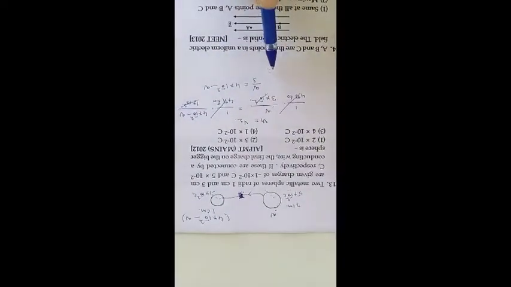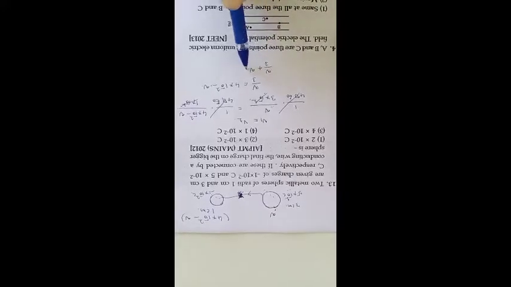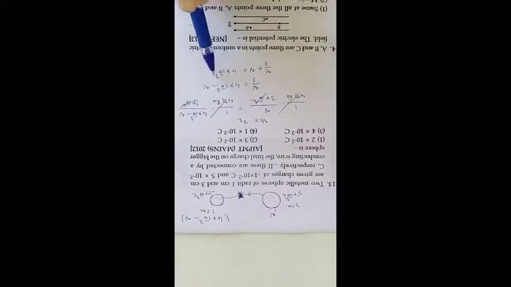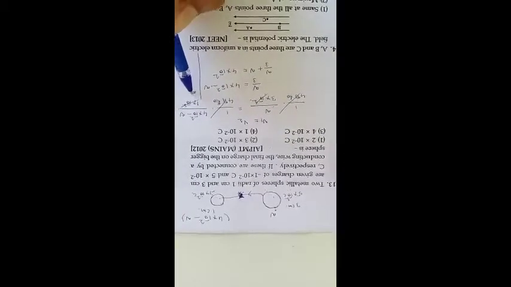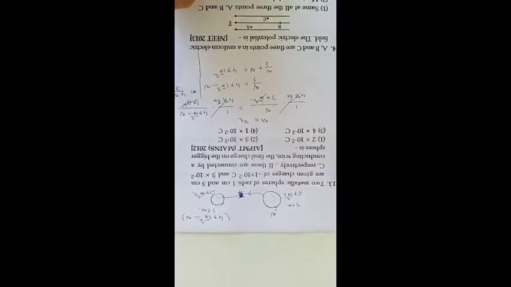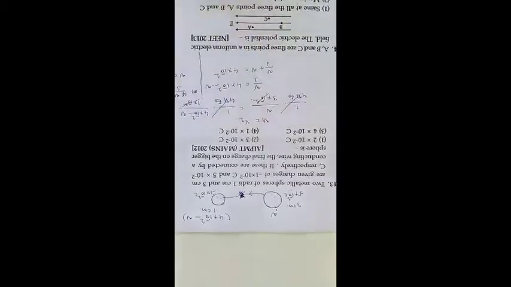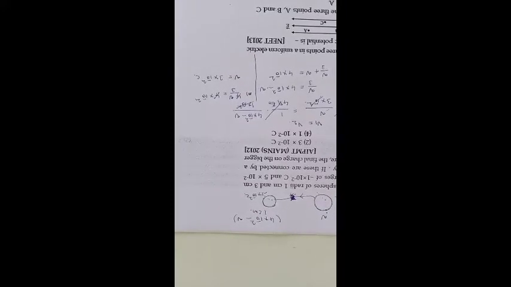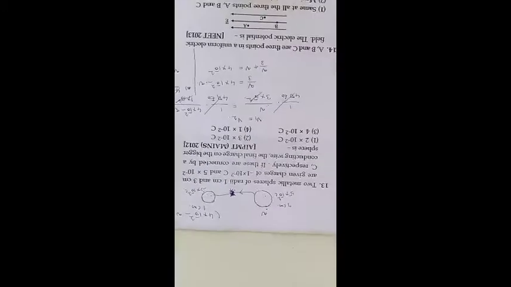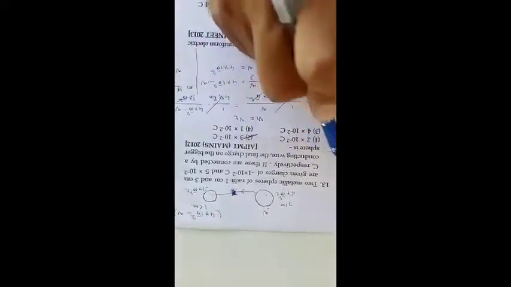Bring this minus Q to this side. Q by 3 plus Q is equal to 4 into 10 power minus 2. Means 4Q by 3 is equal to 4 into 10 power minus 2. So 4 will cancel. Q is equal to 3 into 10 power minus 2 coulombs. So the charge on the bigger sphere is 3 into 10 power minus 2 coulombs. So this will be the answer for this.